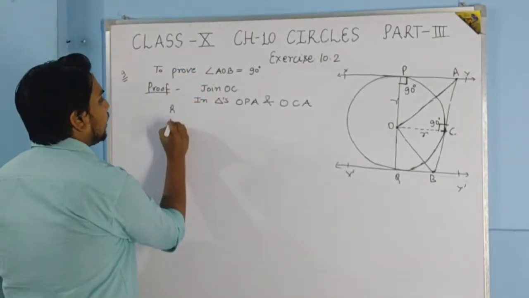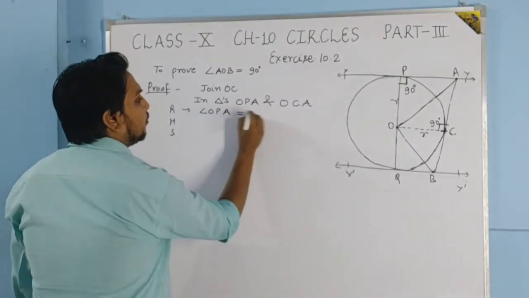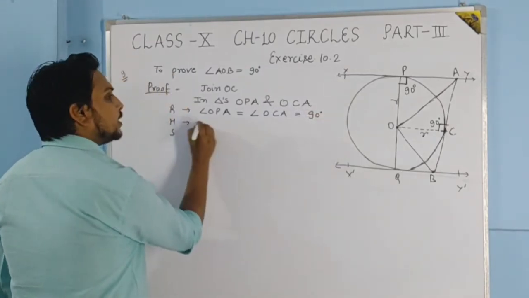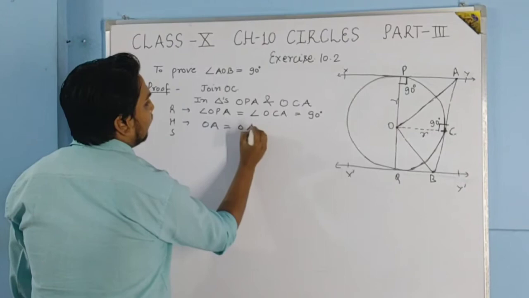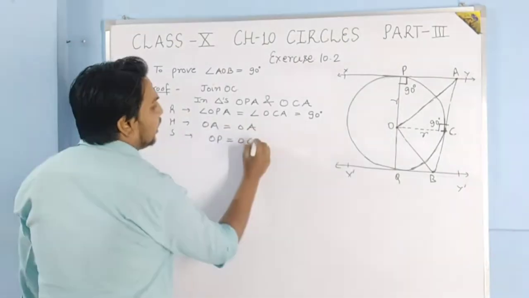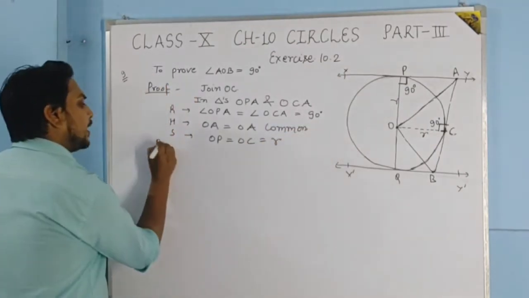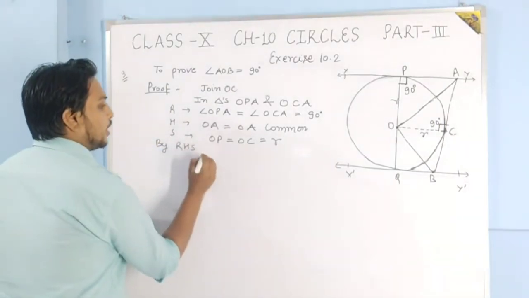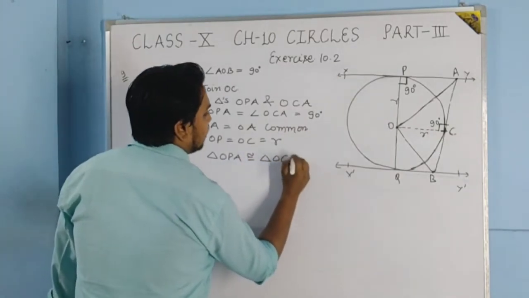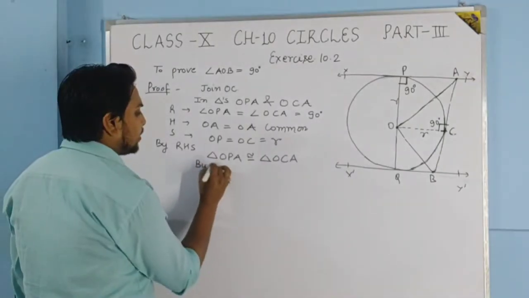Firstly, R is what? Angle OPA is equal to angle OCA is equal to 90 degree. H is what? OA is equal to OA. And S is what? OP is equal to OC, and it is equal to R, and here it is common. So by RHS, triangle OPA will be congruent to triangle OCA. So if these two triangles are congruent, then by CPCT.